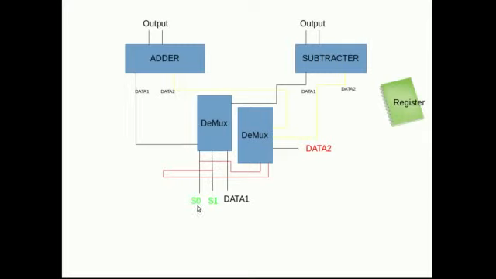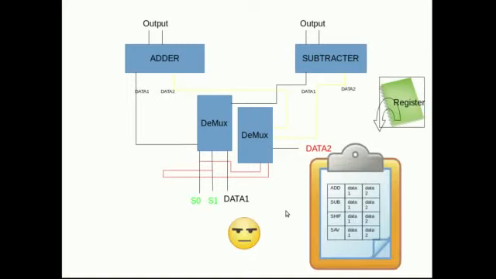So 0 0 would be 0 0 for this one and this one. When you apply 0 0, data 1 will go to the adder, and data 2 will also go to the adder, the yellow line. And when you apply 0 1, data 1 goes to the subtractor, and data 2 goes to the subtractor. So that was working perfectly well, and our little smiley face was, as you can see, smiling, quite happy.